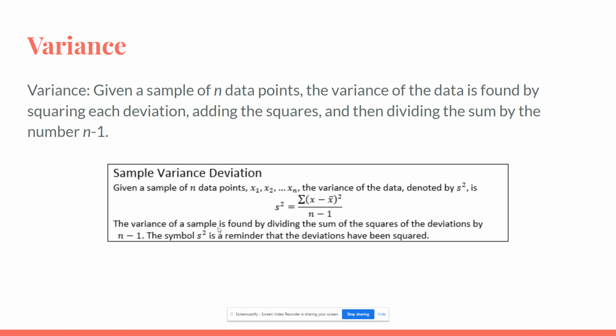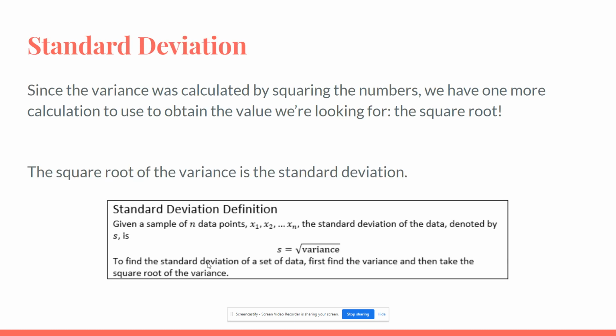So the variance of a sample is found by dividing the sum of the squares of the deviations by n minus 1. Okay, so this you should keep ready today. Standard deviation then just goes one step further, and we take the square root of s squared, so we just get s. The square root of the variance. So that is our standard deviation, and that's where we're going to spend some time today.